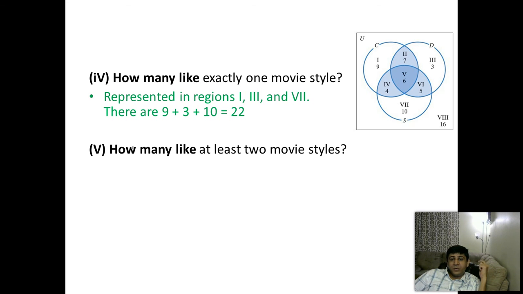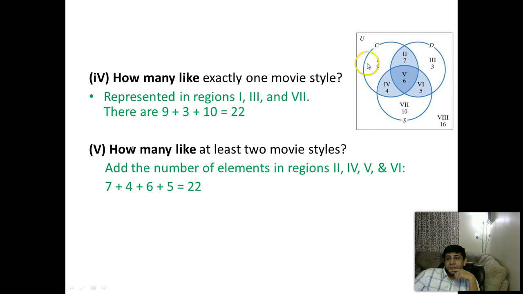Now let's look at another one. How many people like at least 2 movie styles? Now, at least 2. They did not say exactly 2. If they said exactly 2, it would be a different story. So for at least 2, we look for overlaps. Anything which is overlapping will be our region of interest. So we are looking for regions 2, 5, 6 and 4. Add the numbers in these overlapping regions, and they come out to be 22.